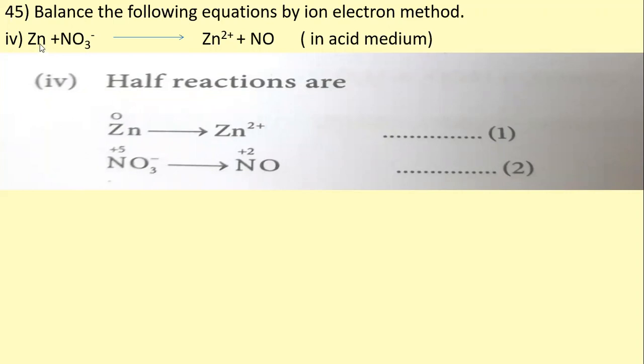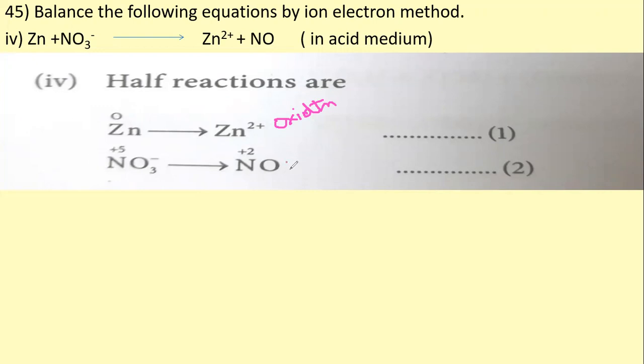See here, the zinc is present in the elementary state, so its oxidation state will be equal to 0. So now that leads to give Zn2+. So from 0 to 2+, what happens? The oxidation number increases, which means this is said to be an oxidation reaction, right? So now we have to check for the electrons also. That is loss of 2 electrons.